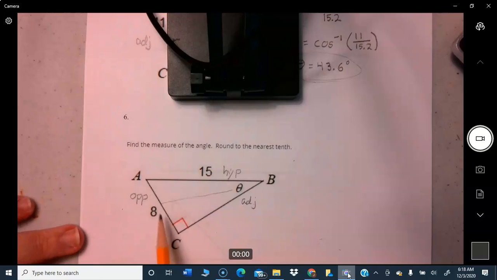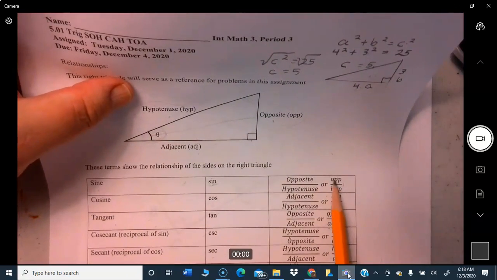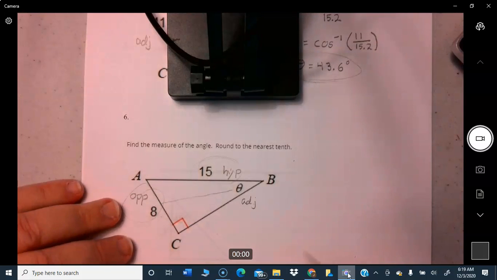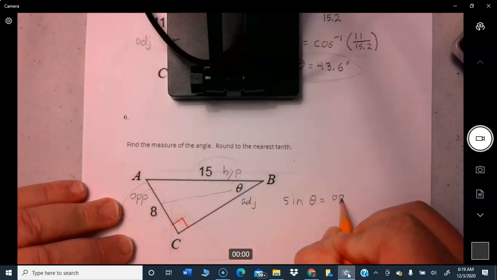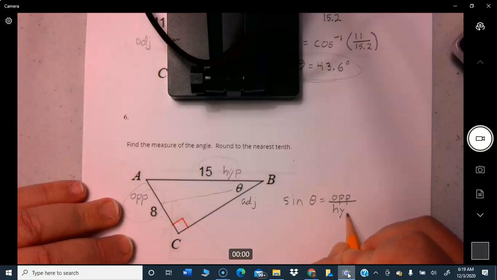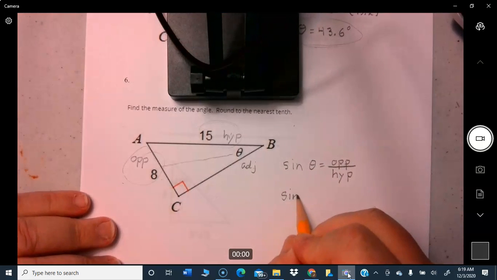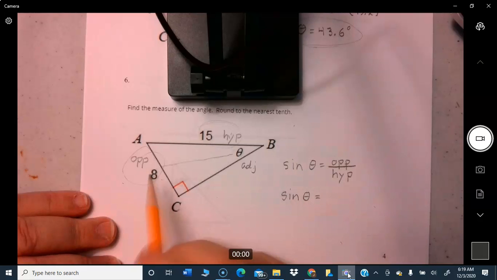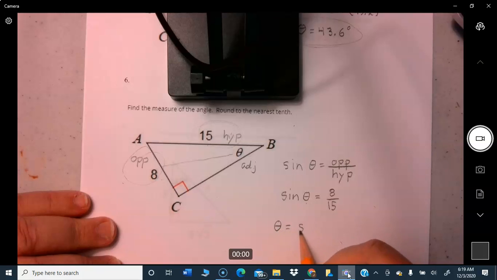So what they want to know is the angle. So what do we know? We know the opposite side and we know the hypotenuse. So we come over here and the function that relates opposite and hypotenuse, there it is right there, is sine. And again, write the general equation, it's opposite over hypotenuse. So now we're going to write sine of theta, which is what we're trying to find, is 8 over 15. So to find theta, theta is going to equal the inverse sine of 8 over 15.